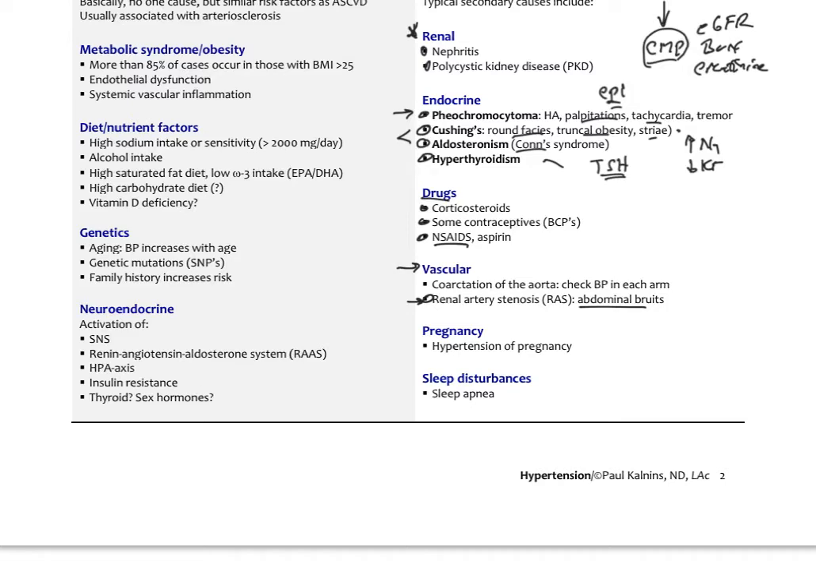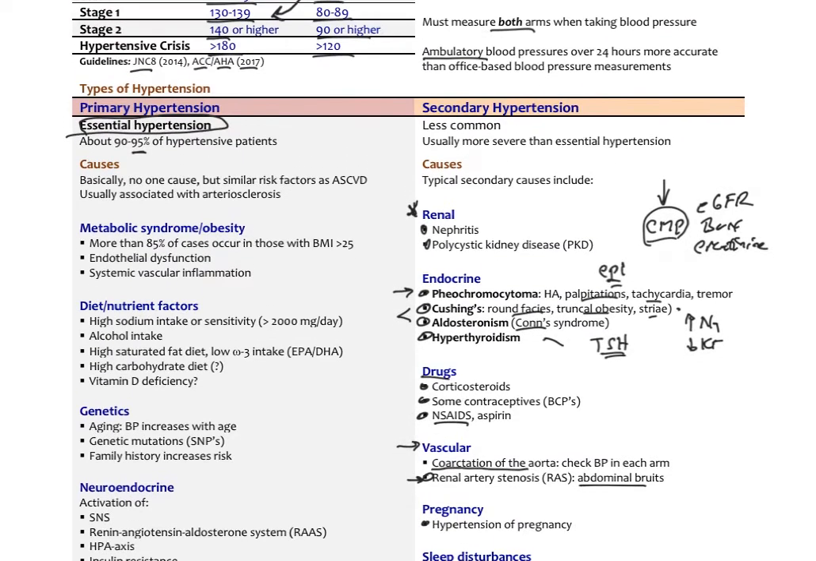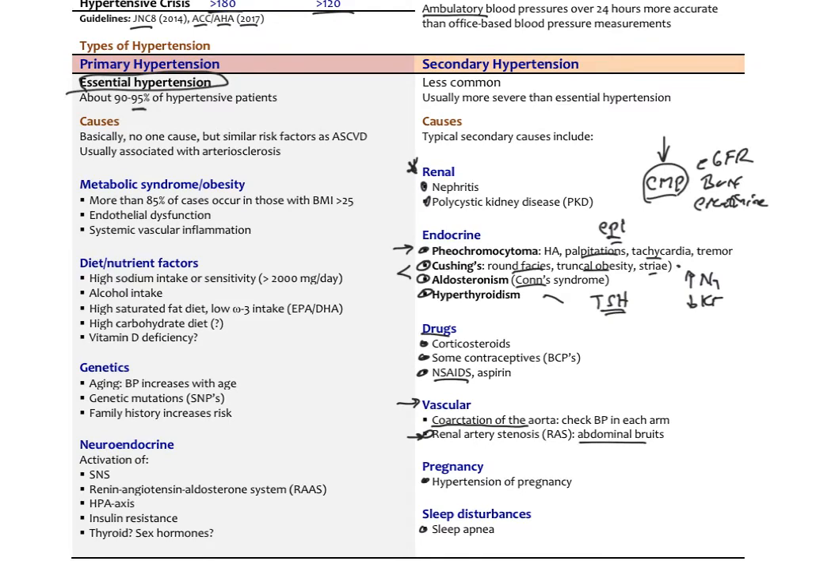Vascular causes, I mentioned the renal artery stenosis, and then coarctation of the aorta. I talked about that in the previous video, but we can check the blood pressure in each arm there. And then pregnancy, hypertension of pregnancy, and then sleep disturbances like sleep apnea. So we can quickly go through that list and rule these things out to rule out any secondary causes of hypertension. But most patients with hypertension have primary hypertension, so we have no one cause.